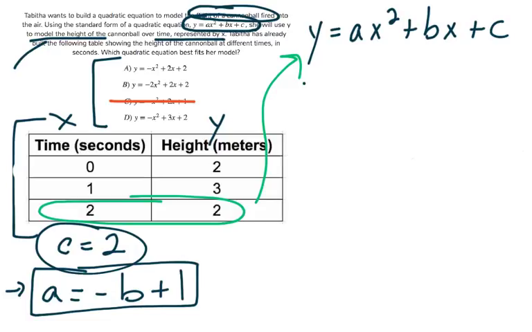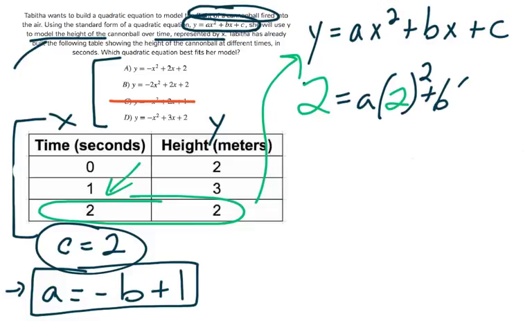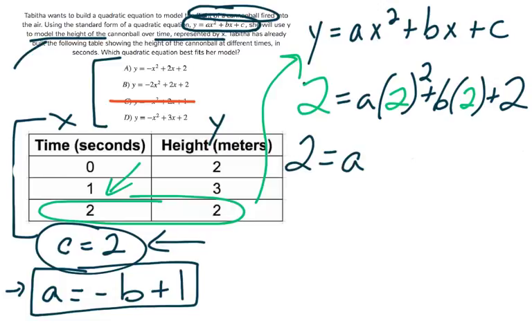So I know that y is actually 2. Start with that. Equals a times, and instead of x, I'm putting in 2 from here, squared, plus b times, and then I know x is 2 again, and then plus, and instead of c, I know my c. It's right here. It's actually 2, so I'm putting that. It's a lot of 2's. So I get 2 equals a times, well, 2 squared is 4, so a times 4, plus, and then 2 times b. I'm going to write it like that.